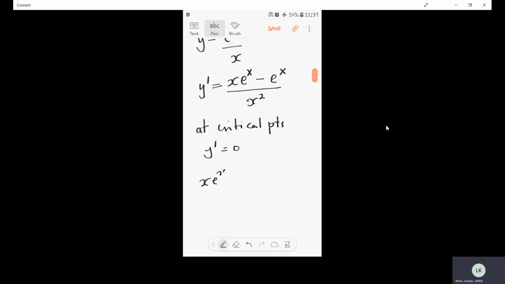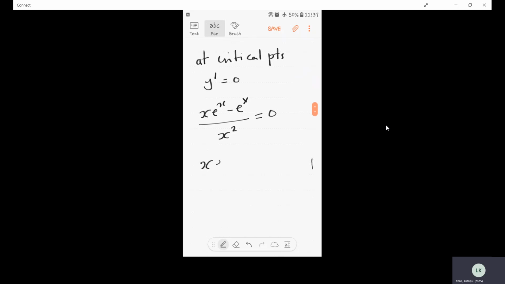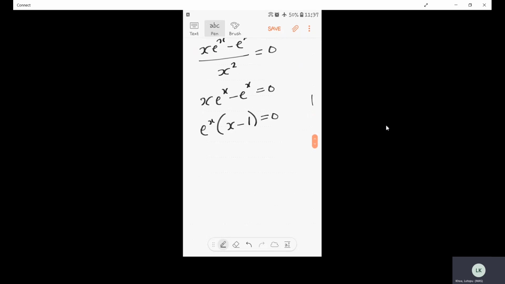We have x e to the power of x minus e to the power of x over x squared. This is equal to 0. This means that x e to the power of x minus e to the power of x is equal to 0. You can factor out e to the power of x. This means x minus 1 is equal to 0. Now we know e to the power of x is not equal to 0. There is no exponent that you can substitute for x to make e to the power of x 0. So that leaves us with x minus 1 is equal to 0.